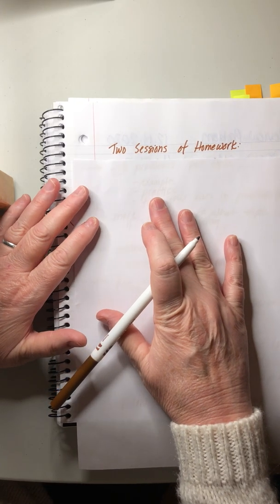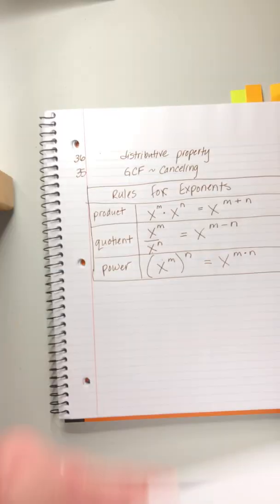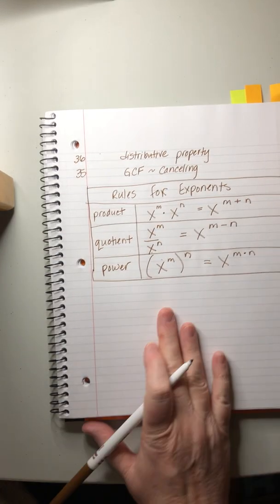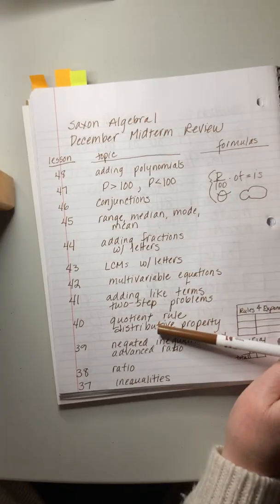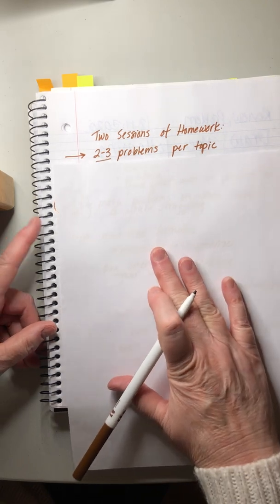What I'd like you to do is for each of those topics that I listed out on this other page, right there, that's the last 2. Here, let me flip it. For each of these topics, I want you to go through and do 2 or 3 problems on each one of those topics. Now, where are you going to find these problems?